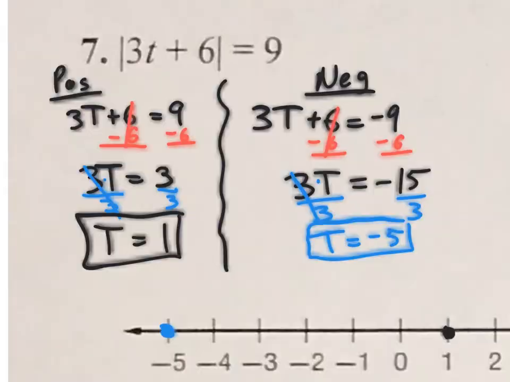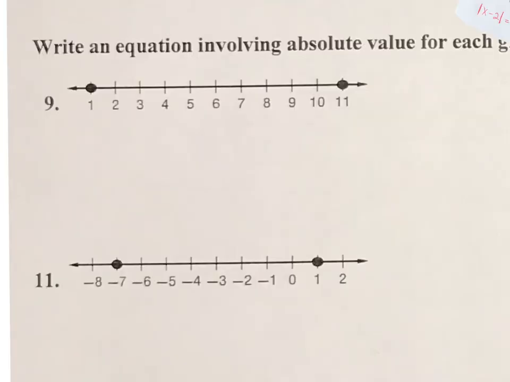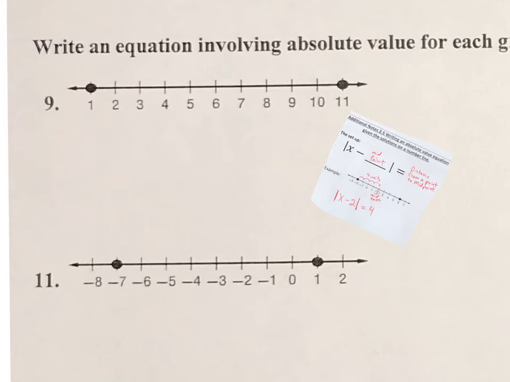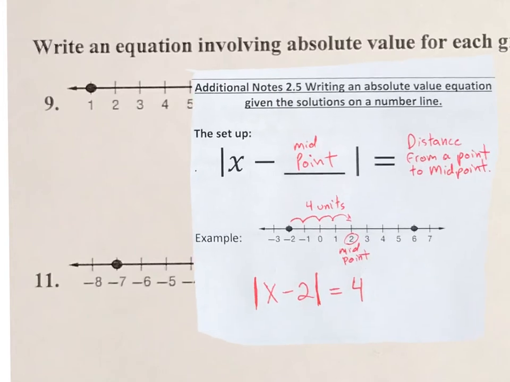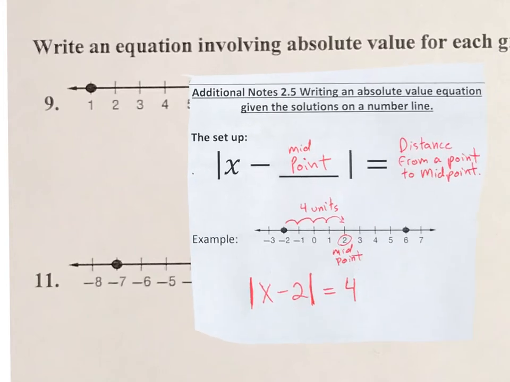Moving on. On number 9 here, we do need these notes that I passed out yesterday. It says additional notes, writing an absolute value equation given the solutions on a number line. So what we need to do is set up the absolute values. X minus the midpoint equals the distance from a point to the midpoint.